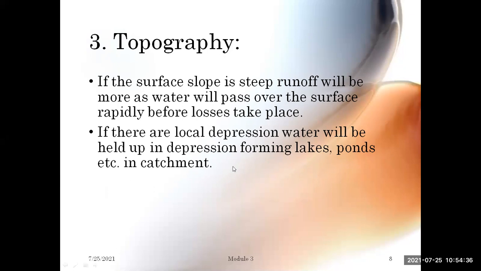Okay, so if there is any depression, then whatever runoff water flows very fast due to the steep slope will form lakes and ponds in that depression, which is present in the topography.